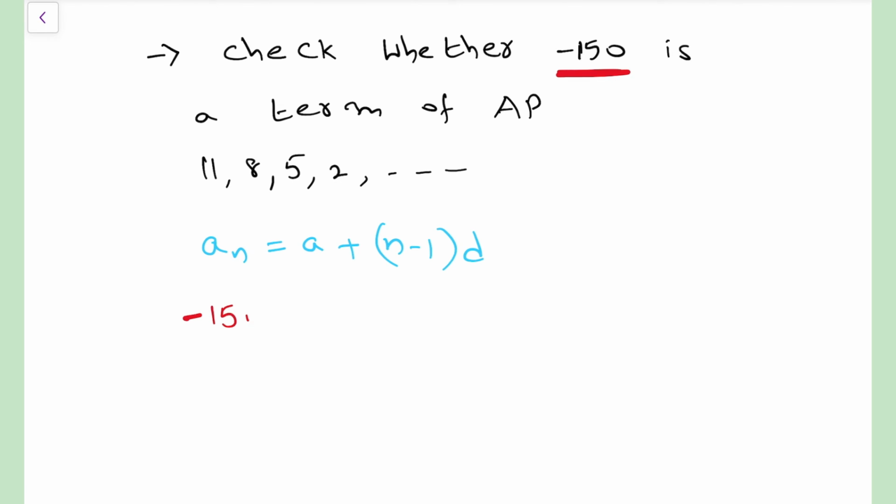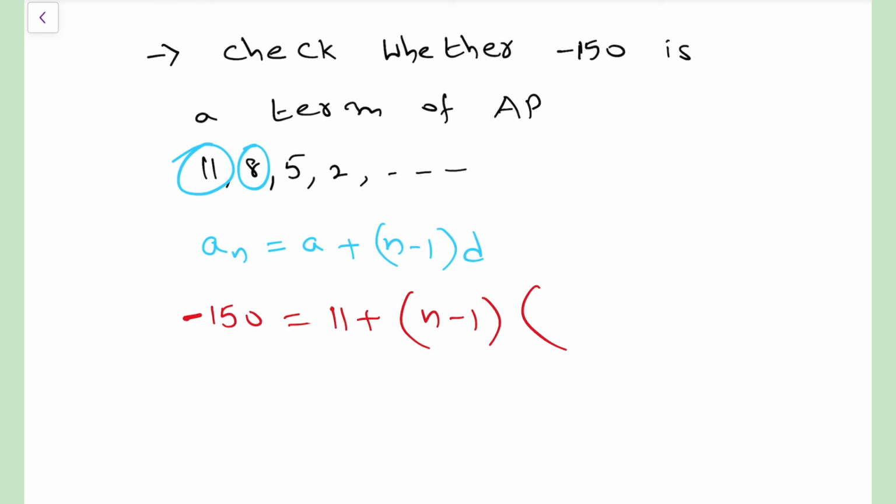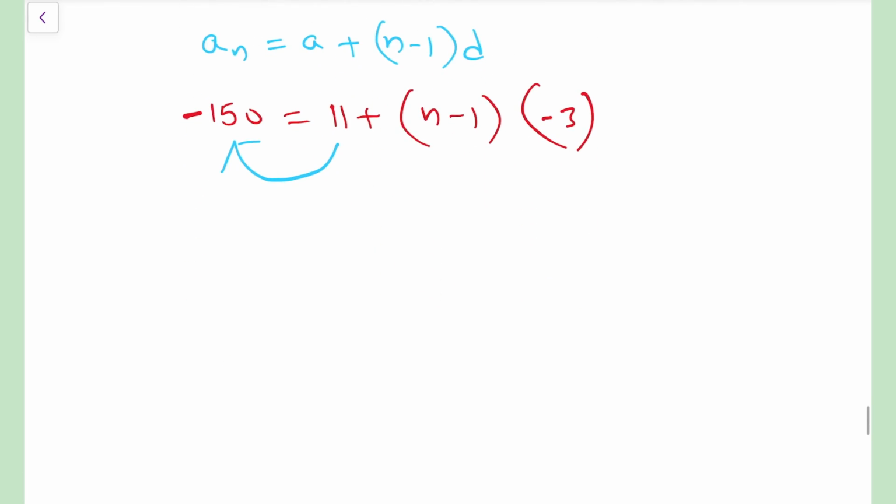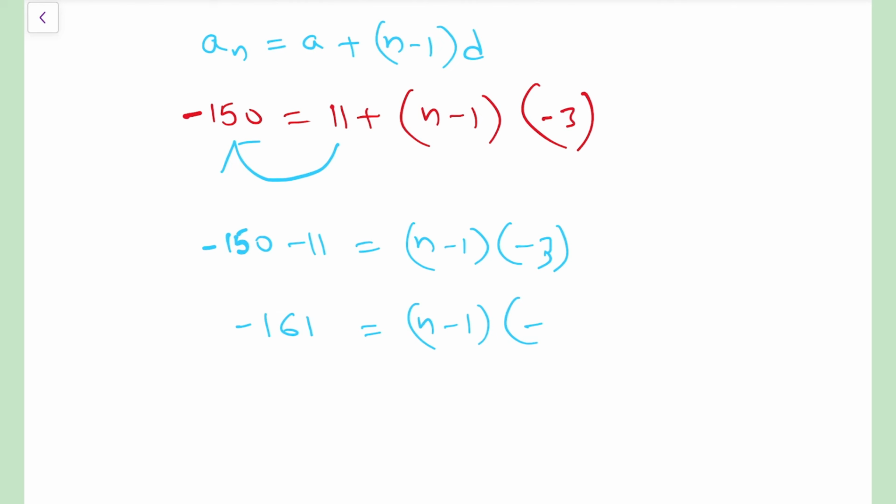So minus 150 equals the first term 11 plus n, the value we need to find out, n minus 1 into d, the common difference, second term minus first term, 8 minus 11, which is minus 3. Let us simplify this further now. Taking 11 to the left side, minus 150 minus 11 equals n minus 1 into minus 3. Minus 150 minus 11 is minus 161, which equals n minus 1 into minus 3.